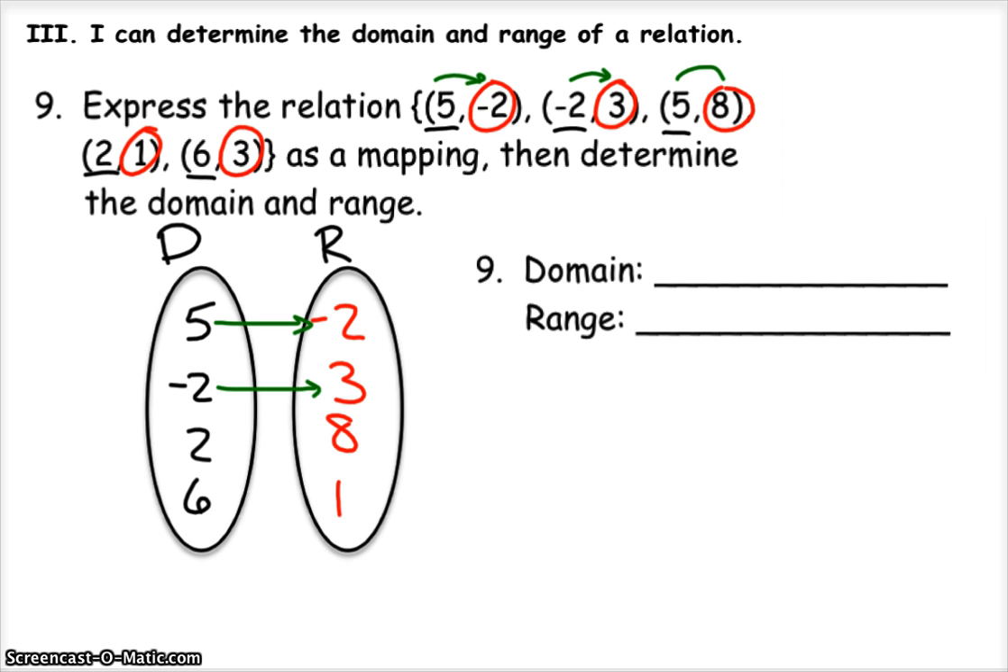5 also goes to 8. So I'm going to go back to my 5, draw a line down to 8. 2 goes to 1. And 6 goes to 3.